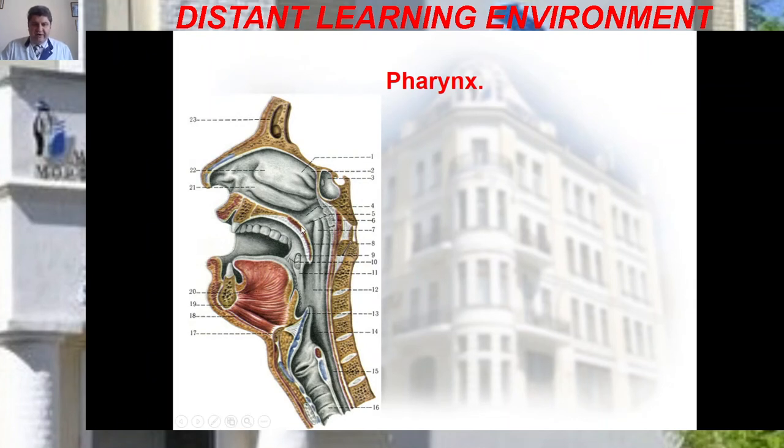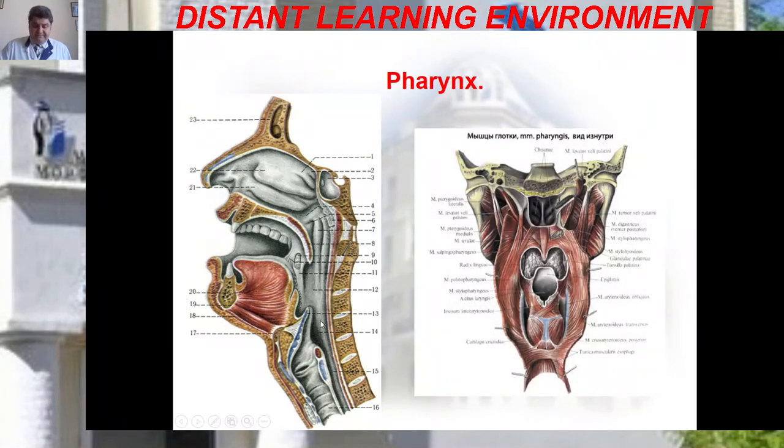First part is nasopharynx, but this part is part of respiratory tract. Next you may see oral pharynx, and this part is both for digestive system and also for respiratory system, and the third part is a laryngeal part of pharynx or inferior part of pharynx, and this is a part of digestive system.